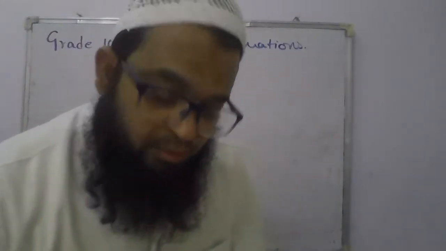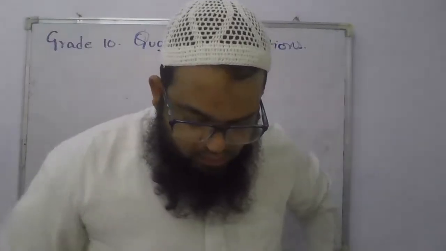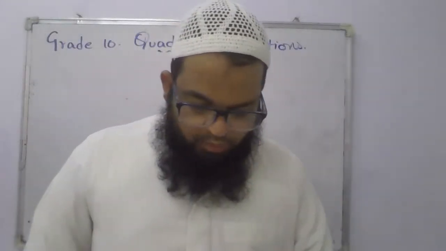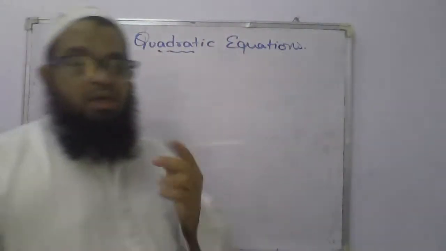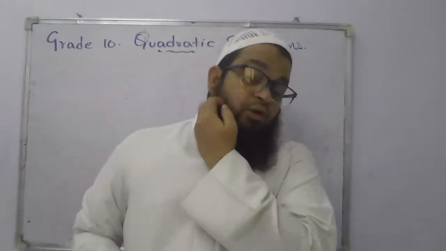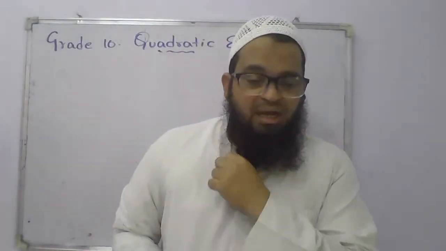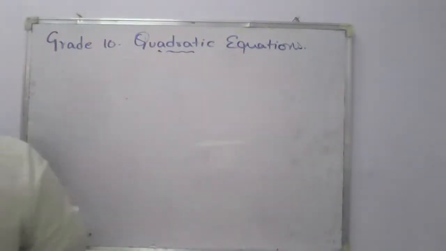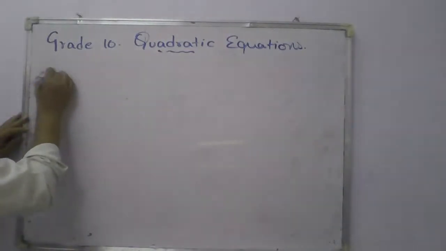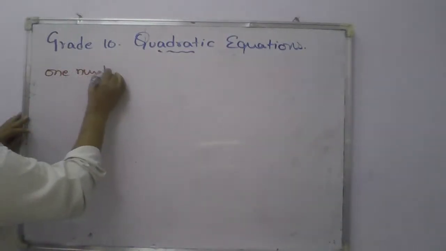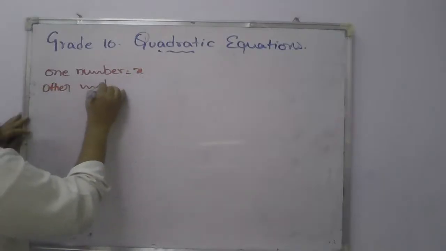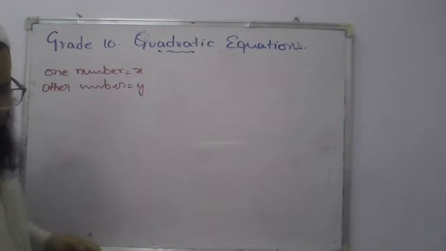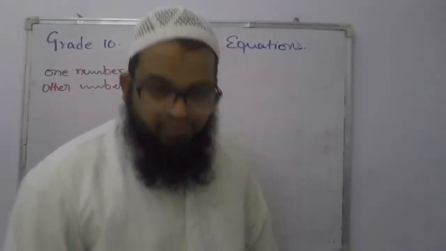Let us see the next problem in the exercise. Let us see the seventh problem. The difference of squares of two numbers is 180. So what is it telling? Squares of two numbers. Here, when they say squares of two numbers, let one number be x and another number be y, right? So one number is equal to x, other number is equal to y. And what did he tell? The difference of squares.